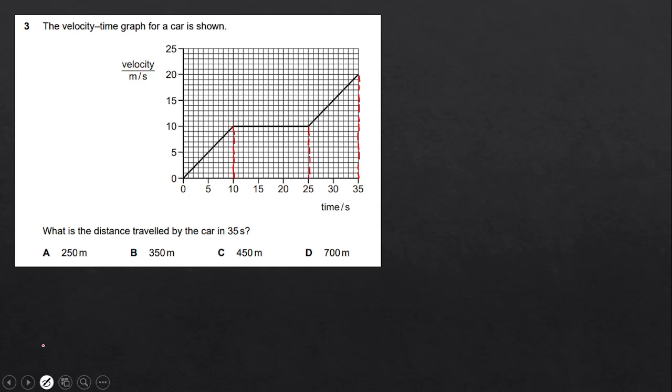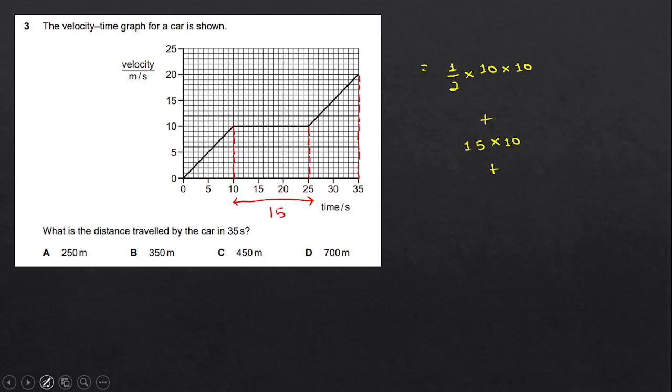We have to find the area of the triangle. So this will be half times base times height, so half times 10 times 10, plus the area of this rectangle, which is length times breadth. Let's look at the length. Length here is this part of the graph, that is 25 minus 10, 15, and breadth is 10. So for the second part it is 15 times 10.